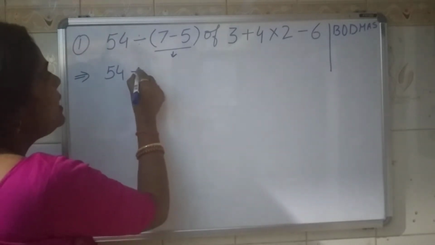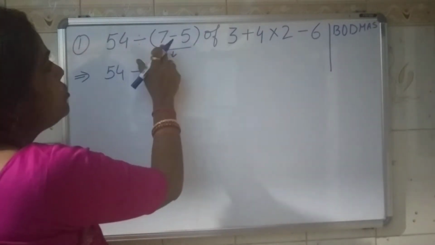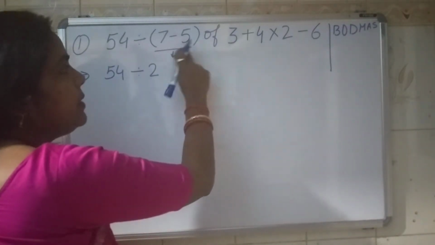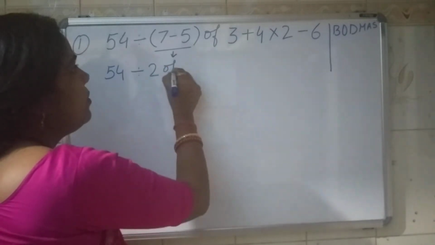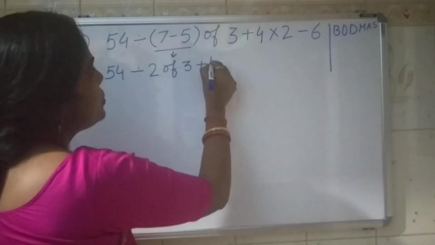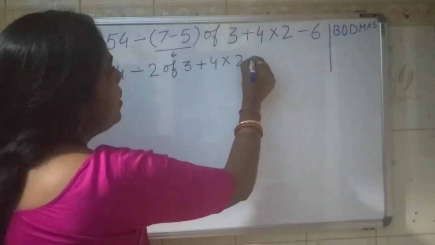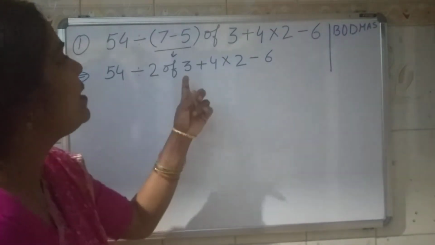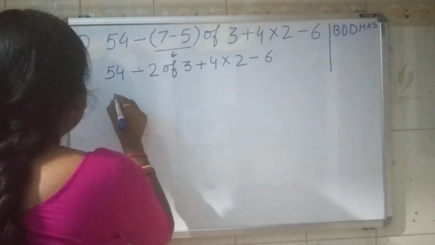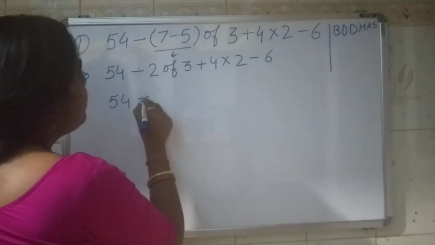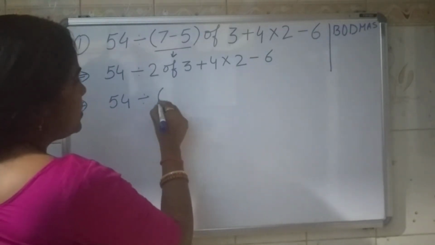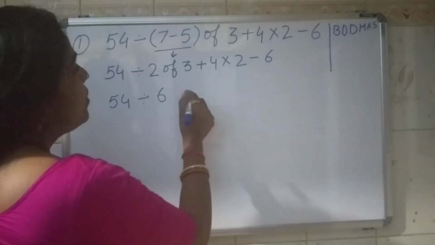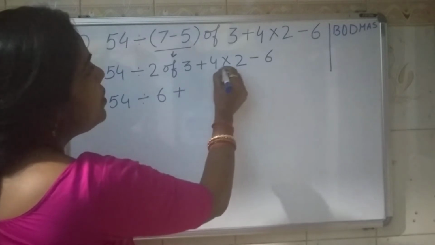54 divided by, first solve the bracket, so 7 minus 5 is 2. Then of 3. After this we will write down like this: of 3 plus 4 multiplied by 2 minus 6. Okay. Now come to the second step. Second step, what do we have to do? We have to solve the off. So 54 divided by 3 twos are 6. Off means multiply, so we will write down 3 twos are 6. Okay. Then plus 4 twos are 8.